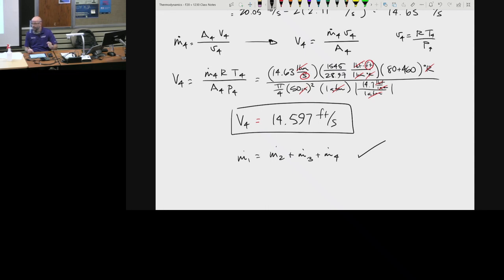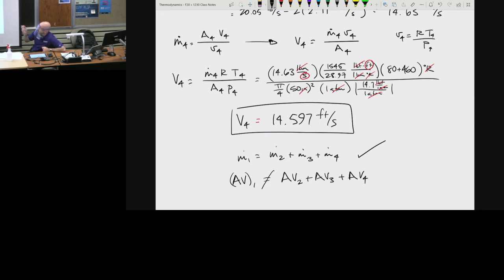But what students all the time want to do is the following. They want to say that the volumetric flow rate at 1 is equal to the volumetric flow rate at 2 plus the volumetric flow rate at 3 plus the volumetric flow rate at 4. They say, hey, 15,000 cubic feet per second come in. If it's steady state, 15,000 cubic feet per second have to come out. But that is actually not true.